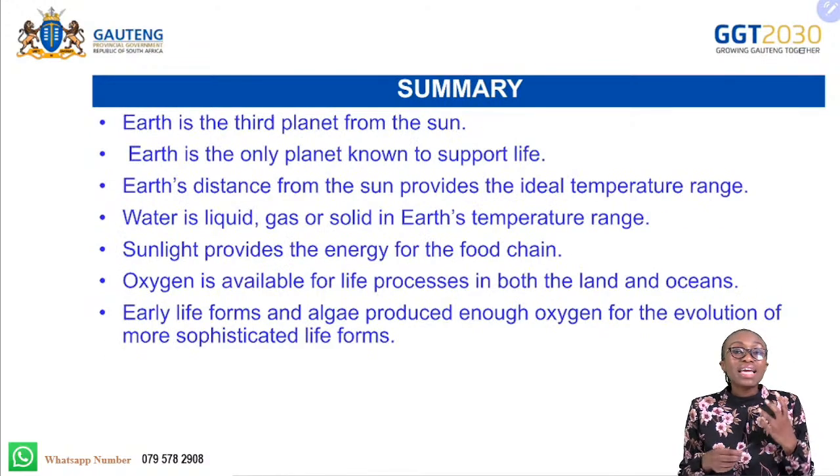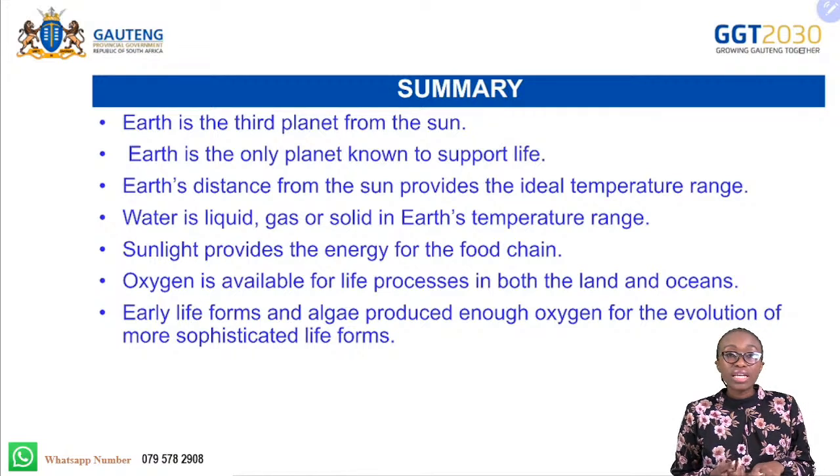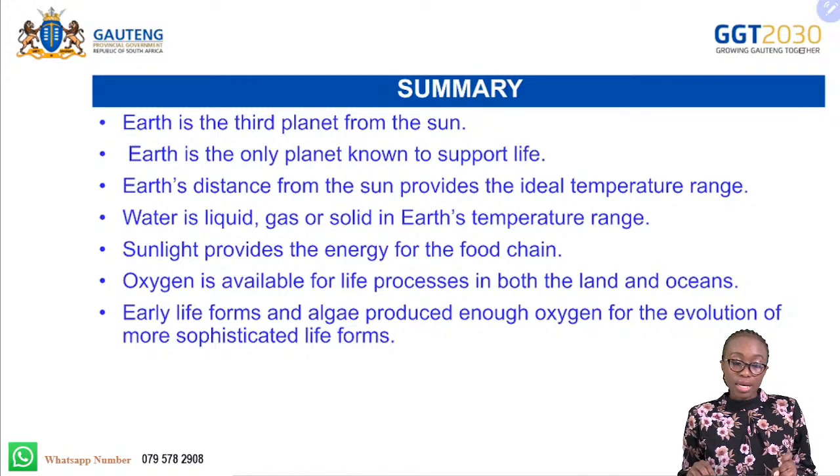And then what else did we learn? We also learned about the Earth's position in the solar system. So where do we find the Earth? The Earth is the 3rd planet from the sun. Number 1 is Mercury, followed by Venus. Then we've got the Earth. Then after that, we've got Jupiter. And then we have Saturn, and then Uranus and Neptune.